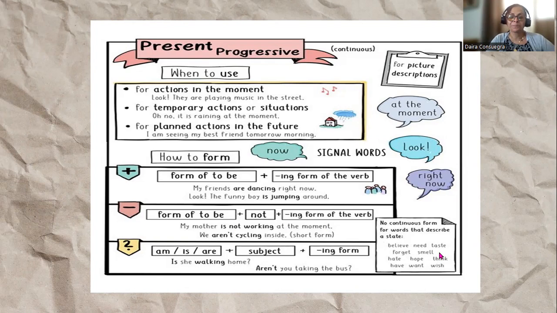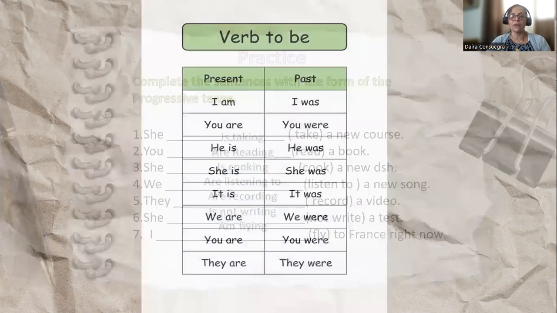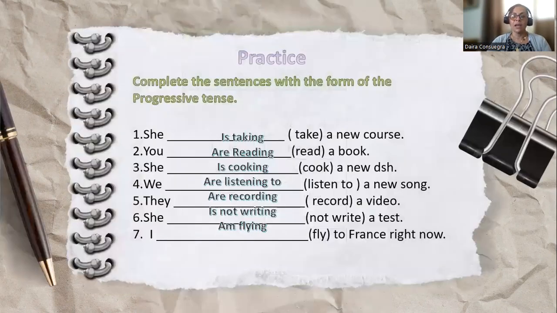Okay? So let's continue. Here we have an interactive practice in which we are going to write the progressive tense, okay? But we're going to have the answers right away because we don't have much time to continue with this. So in this case, she is, we have the verb in parentheses. So we're going to take this verb and add the ing. She is taking a new course.